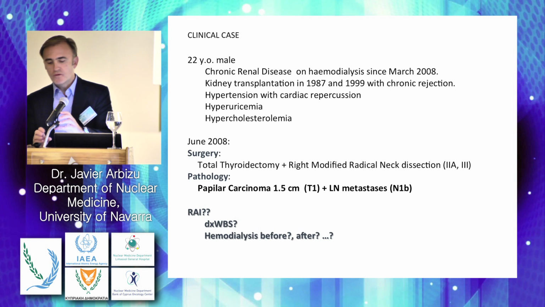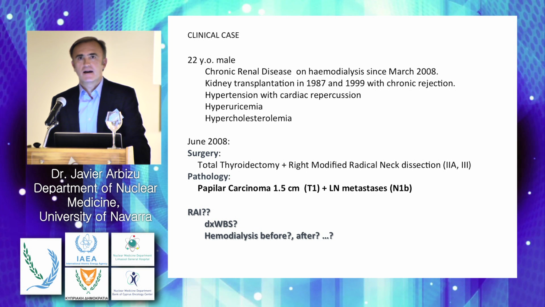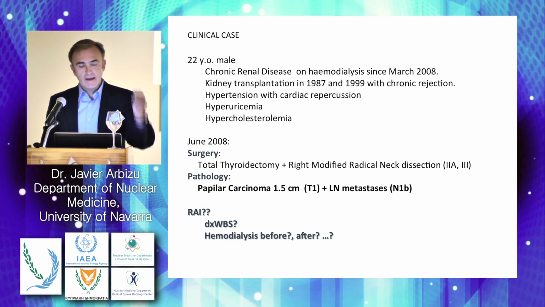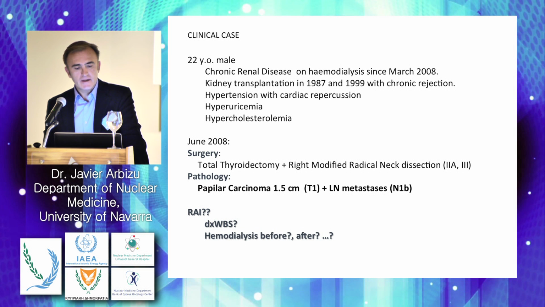And the best way to answer this is a case. Let me show you this case we treated at my institution. It's a young male, 22 years old, with chronic renal disease on hemodialysis since March 2008. He was transplanted previously in 1987 and again in 1999, with a chronic rejection. He suffers hypertension with cardiac repercussion, hyperuricemia, and hypercholesterolemia.